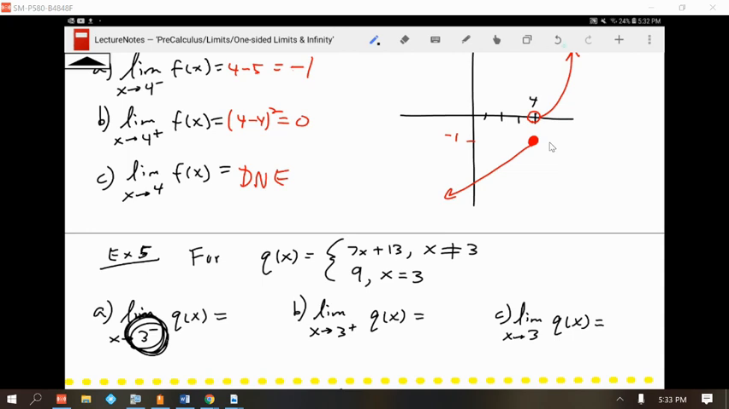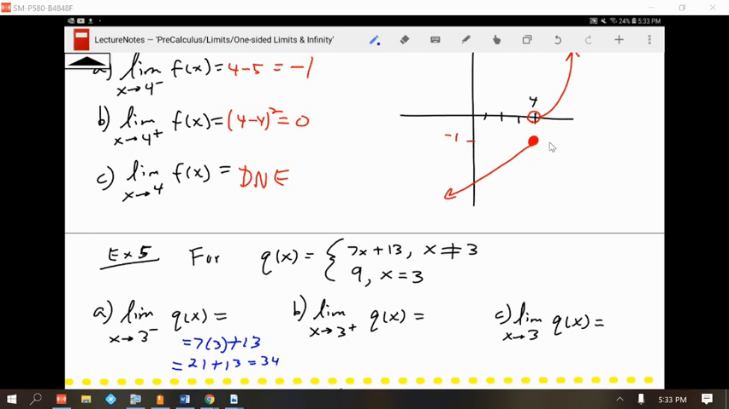That means closer and closer to 3, like 2.999999, right? And so where does 2.9 fit? 2.9 is not equal to 3. 2.9 is here, right? So what is 3 times 7 plus 13? 21 plus 13 is what, 34?